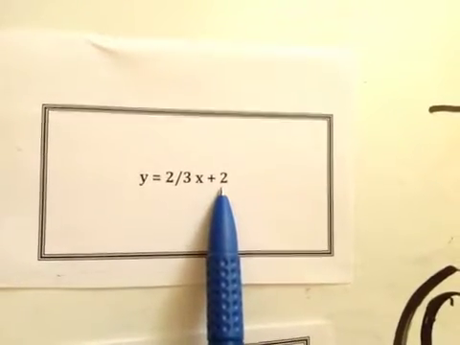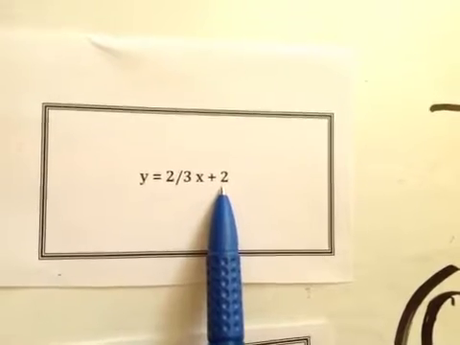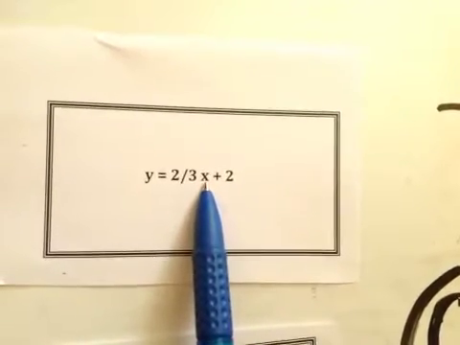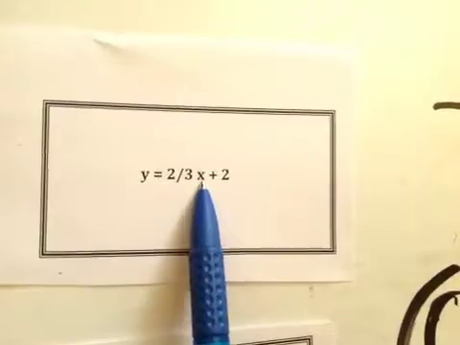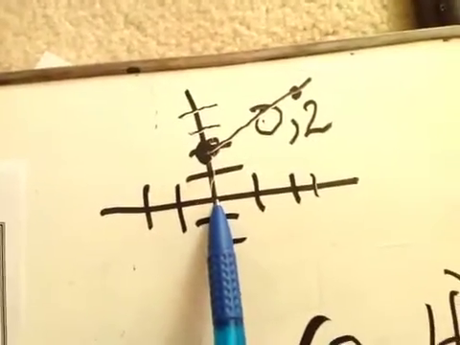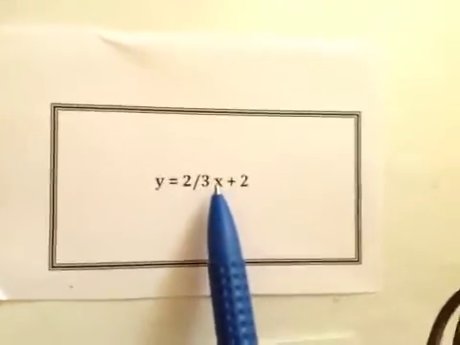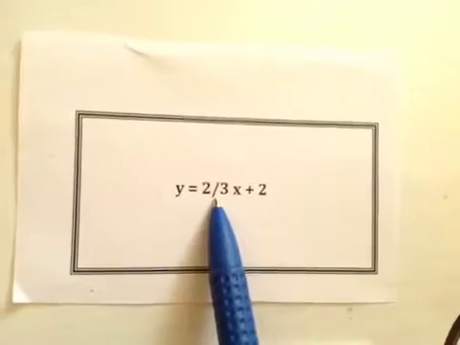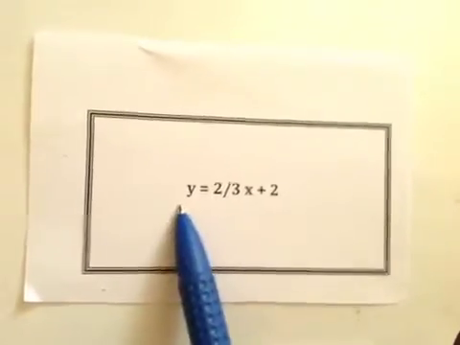Now, whenever you want to find out what point you're going to cross the y-axis, you're going to input x as 0, because the point where you cross the y-axis is always x equals 0, and so we're going to input 0 into the equation. 0 times 2/3 is 0. 0 plus 2 is 2.